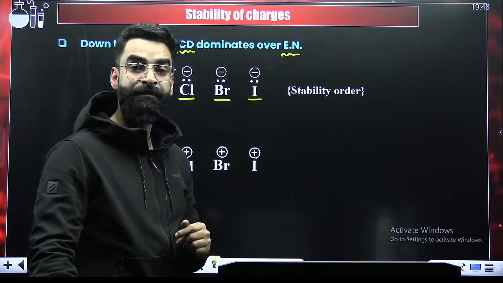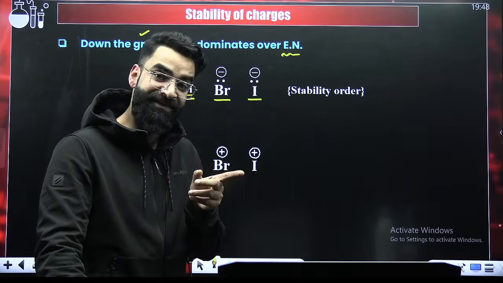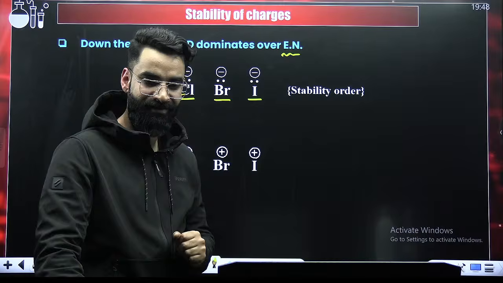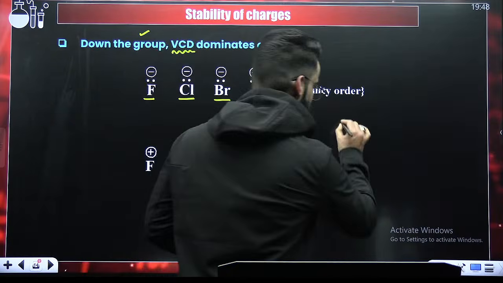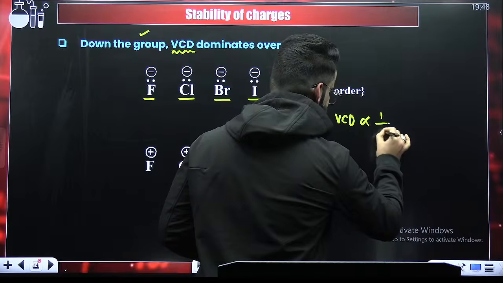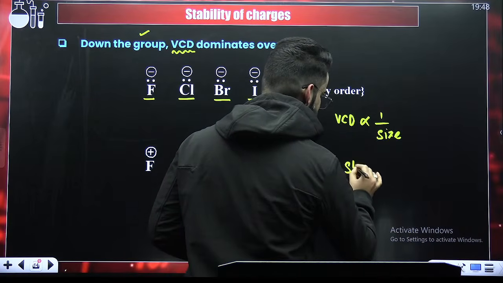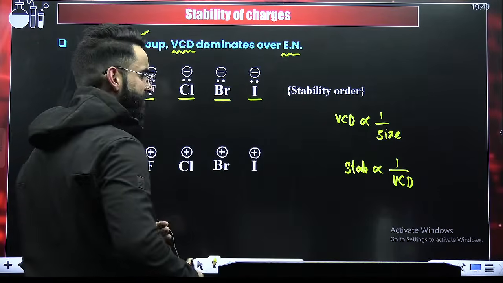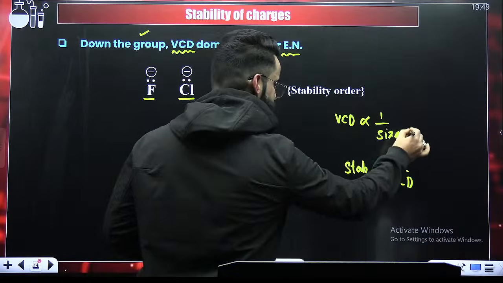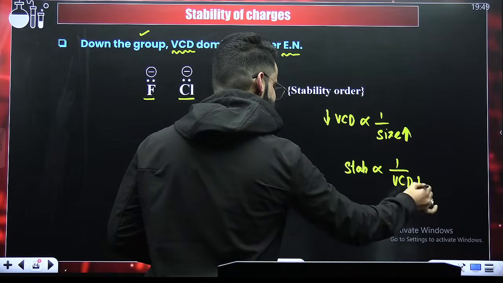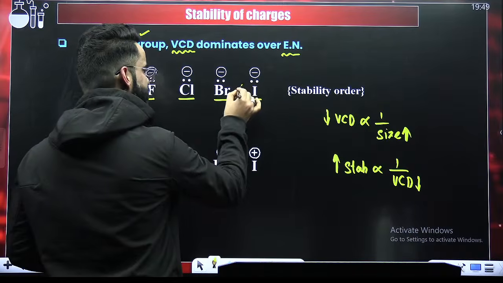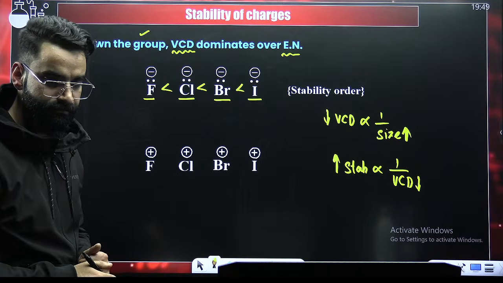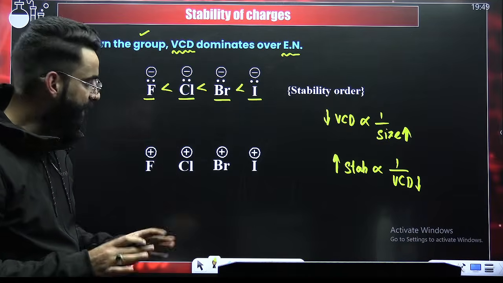Now talk in terms of size. More the size, lesser the VCD. Lesser the VCD, more the stability. I've told you already, VCD is inversely proportional to size, and stability is inversely proportional to VCD. Since the charge on every atom is the same, I'll be talking in terms of size. More the size, lesser the VCD, more the stability. So I would say negative charge will be more stable on iodine, followed by bromine, followed by chlorine, followed by fluorine. Yeah? I believe I'm clear.